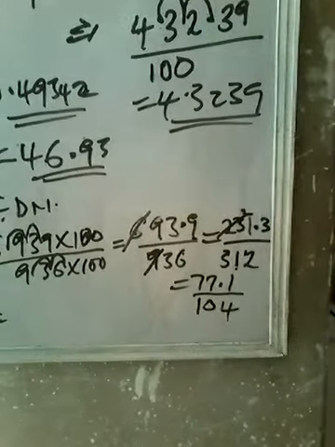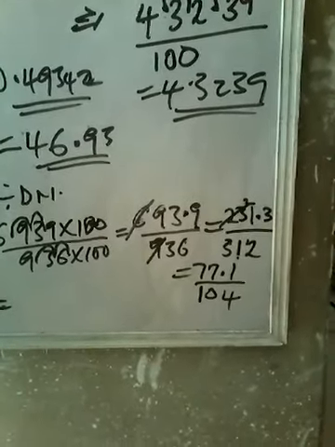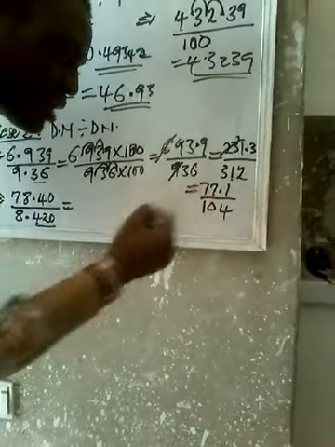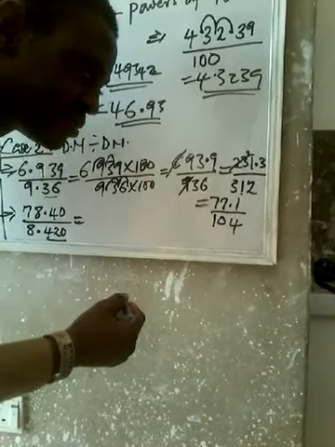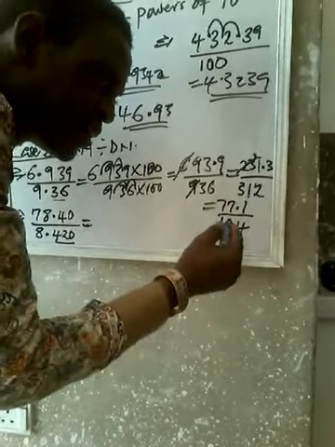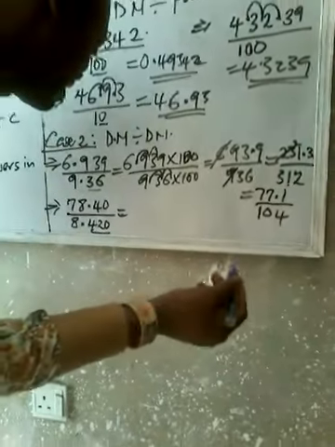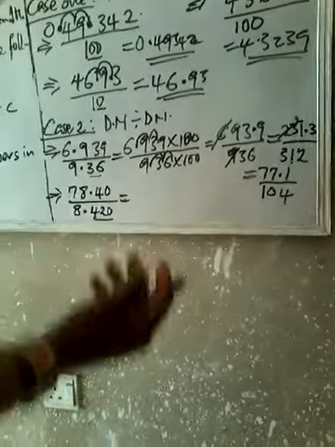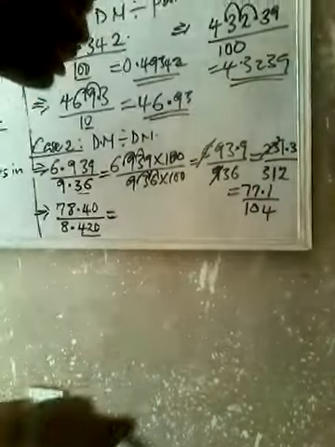If you add this together, then what can you do to divide this? And then you can divide this. This is 77.1, and you have here 104. Don't be surprised. It is because the number up is smaller than the number down. The number up is smaller than the number at the denominator.